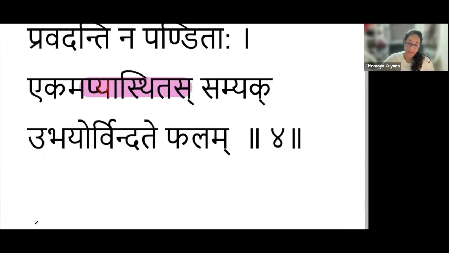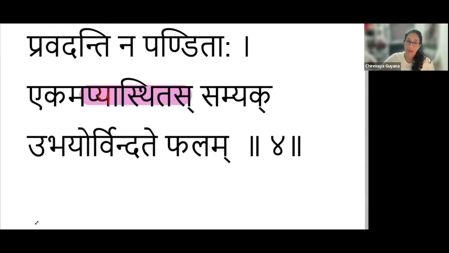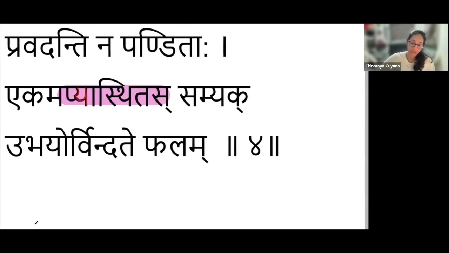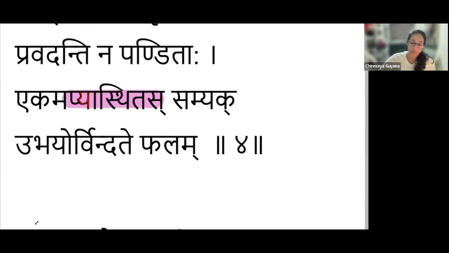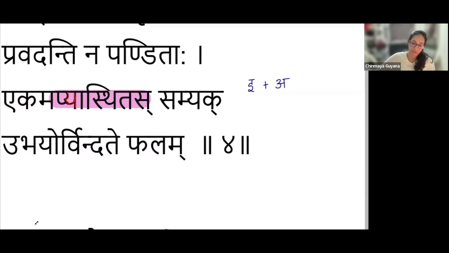Here. Ekam. The words here are ekam apyastitam. So the sandhi here is between the words in the word apyastitam. So now we have to break this up. Ya. Ya is made from a plus a. So what will the two words be? Everybody should write it.